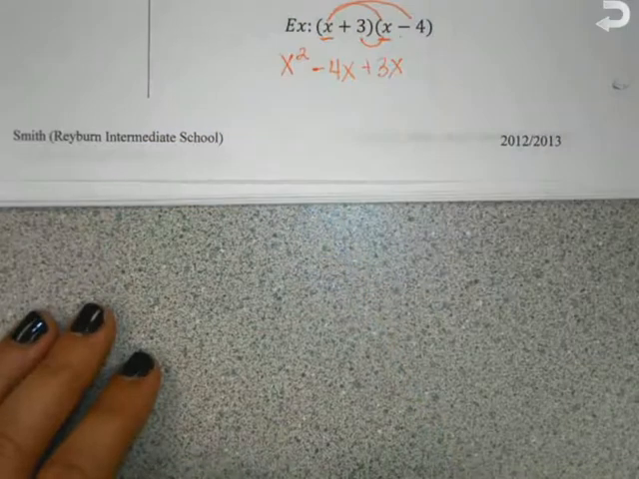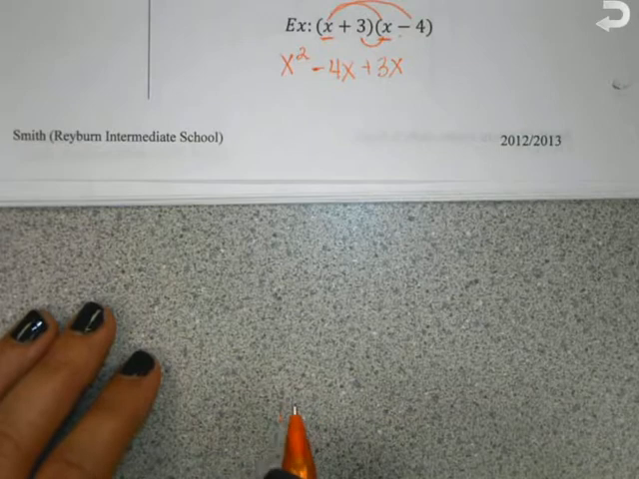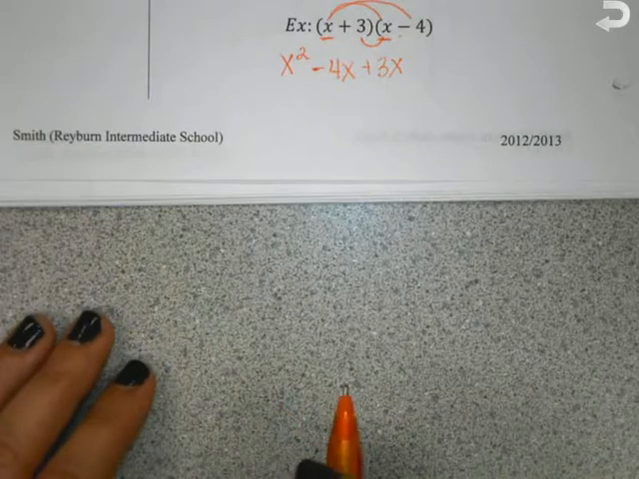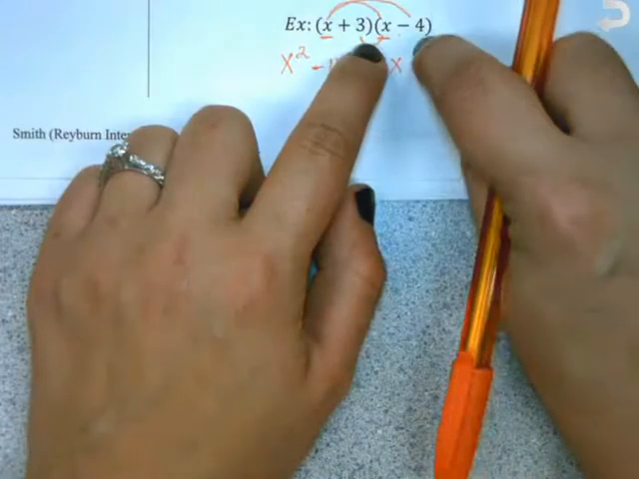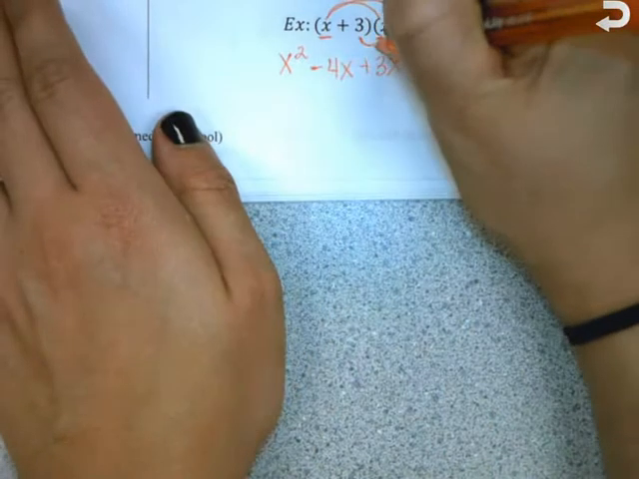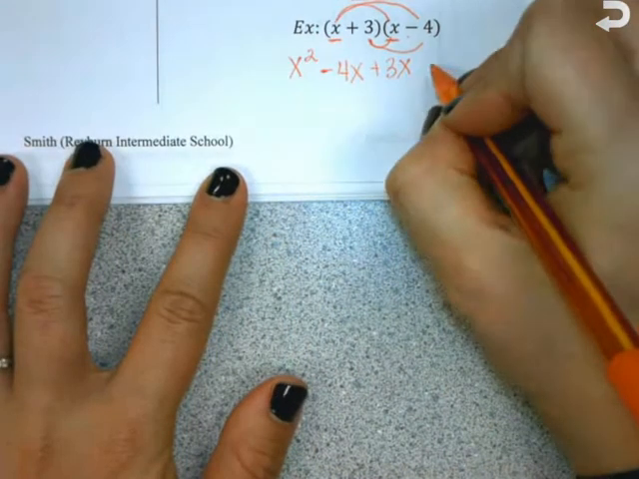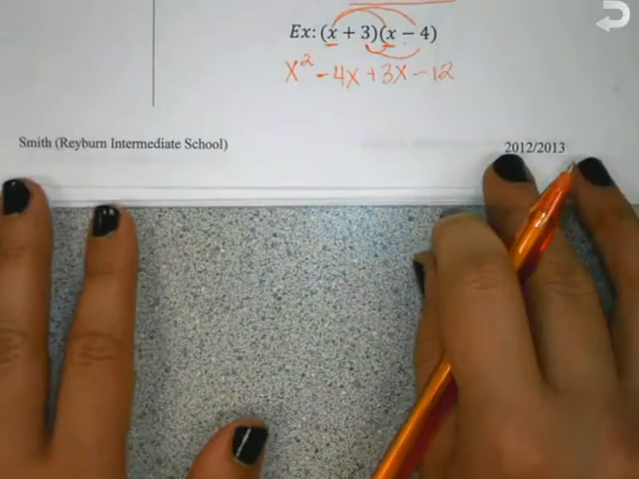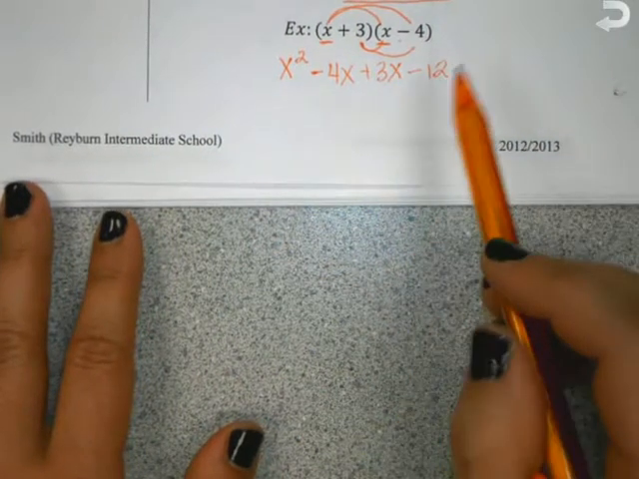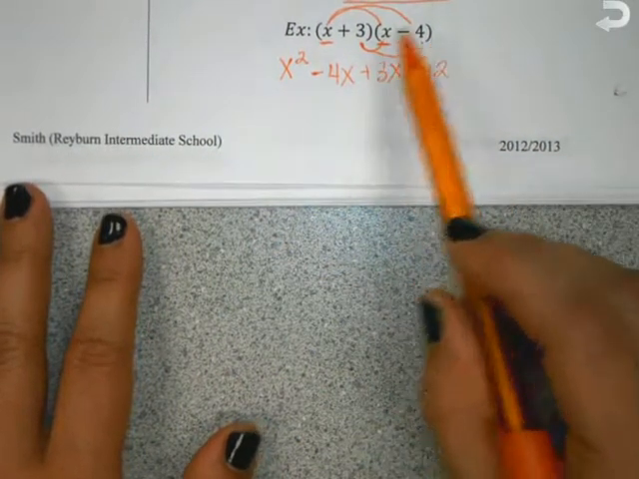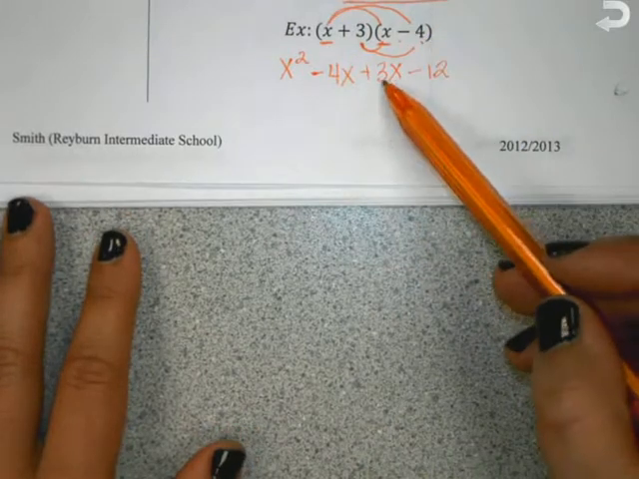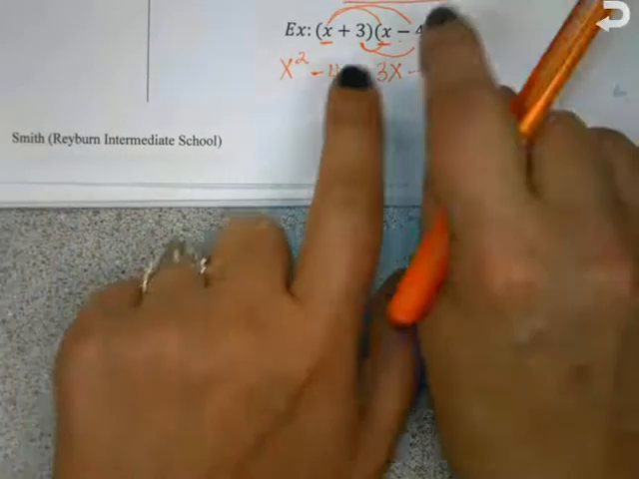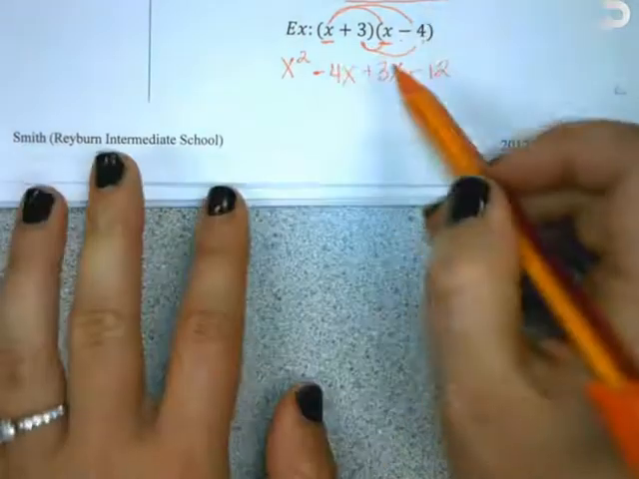And the L stands for last. That means the two last terms of each binomial, 3 and negative 4. So that's going to give me negative 12. Okay, now be careful. Last does not mean multiply x times 4. We can't do that, right? They're in the same parentheses. It means the two last terms of each binomial, which is why I draw the line.